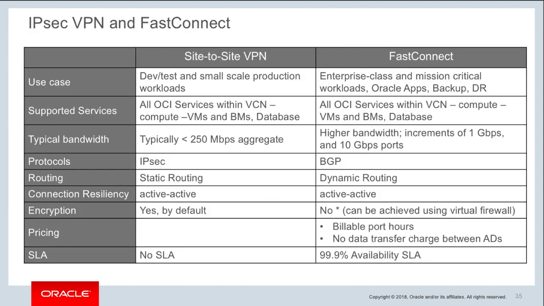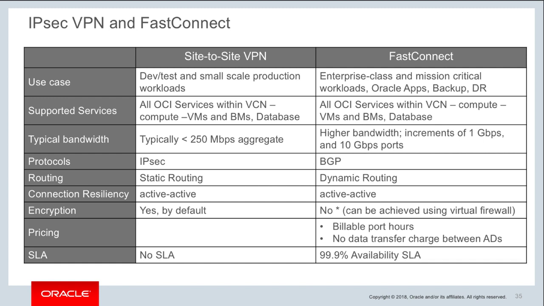All right, so this completes our FastConnect redundancy options. Let's do a quick recap of the comparison between an IPsec VPN connectivity option and the FastConnect service. Typically, from a use case perspective, the VPN is a very good use case for dev and test workloads. It doesn't take a lot of time to set up a VPN connection. You can create a VPN connection quickly and do a quick POC kind of environment for your dev or test workloads.